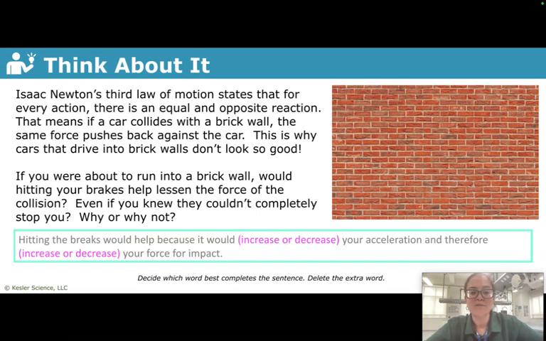So if you were about to run into a brick wall, would hitting your brakes help lessen the force of the collision, even if you knew they couldn't completely stop you? What do you think? Why or why not? Do you think that hitting the brakes would help because it would increase or decrease your acceleration and therefore increase or decrease your force of impact? If you know you're definitely going to hit this wall, should you hit your brakes? Would that help have a lesser amount of force when you hit the wall? What do you think? Yes, it would.